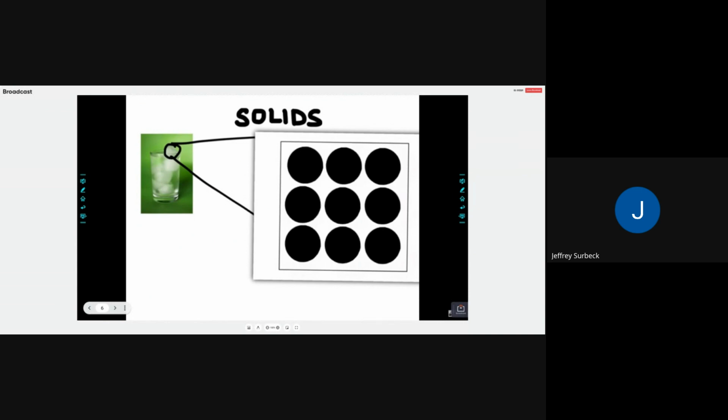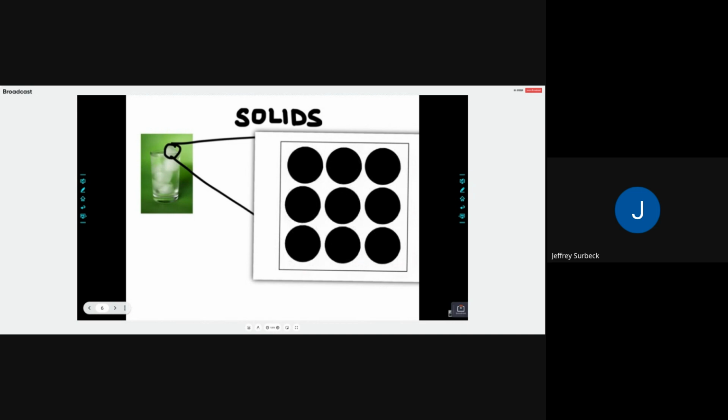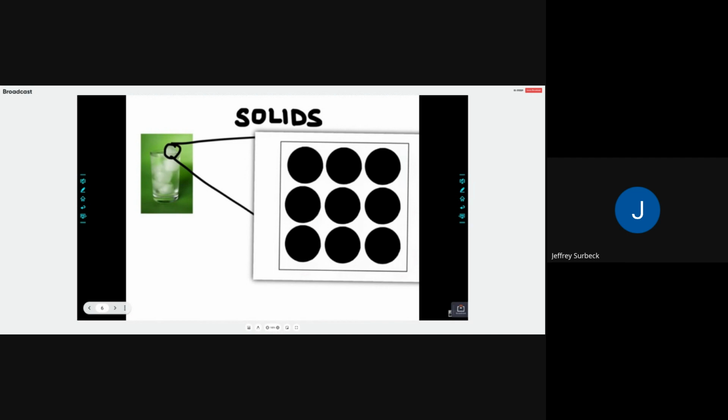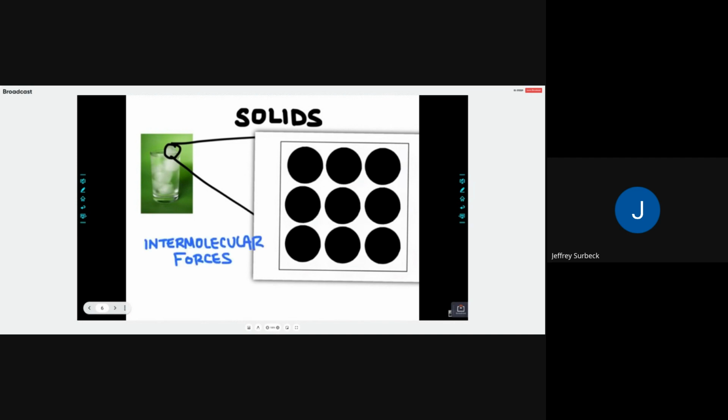They're moving slowly because they only have a little bit of kinetic energy. So solids have a low amount of kinetic energy. And one thing we have to remember is that every particle is going to have some degree of attraction with the other particles. And so they have to be moving fast enough in order to break away from the other particles. Now we call these attractions intermolecular forces. And that means the forces of attraction between molecules.